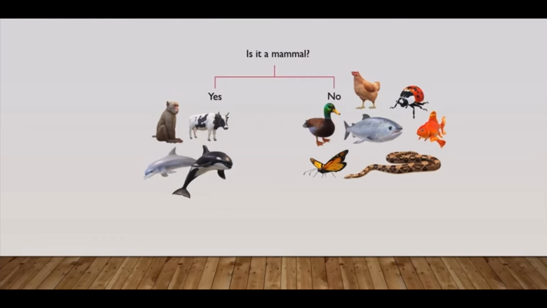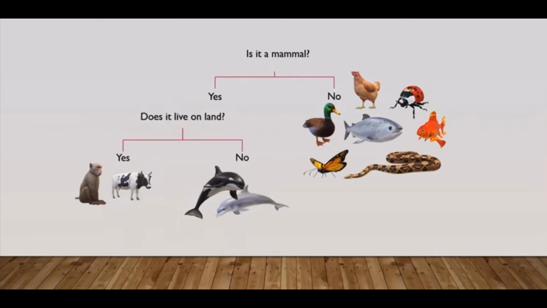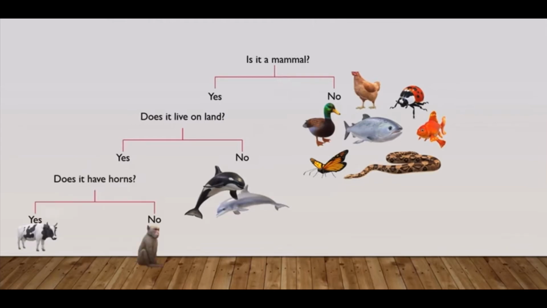So let's continue separating the mammals on the left. We can ask the question, does the mammal live on land? Again, there's two possible outcomes to this. Yes, they live on land, or they don't. If I continue with the monkey and the cow, I can ask another question. Does the mammal have horns? Yes or no? So at this point, the cow and the monkey are in their own group. So I've reached the end of this portion of the identification key.